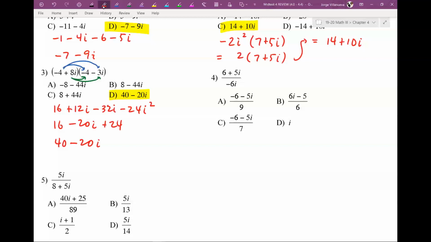Now, for number 4, you're going to have to multiply by the conjugate of this thing. In our case, we have division by a negative 6i. So let me write this down real quick. 6 plus 5i over negative 6i. So you could multiply both top and bottom by the conjugate of negative 6i, which would be positive 6i.